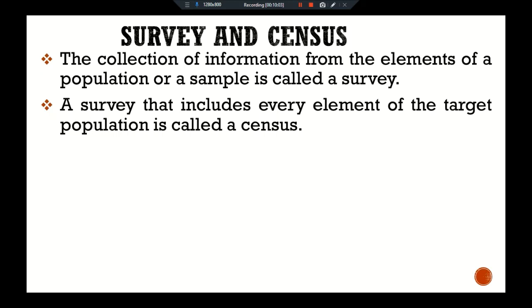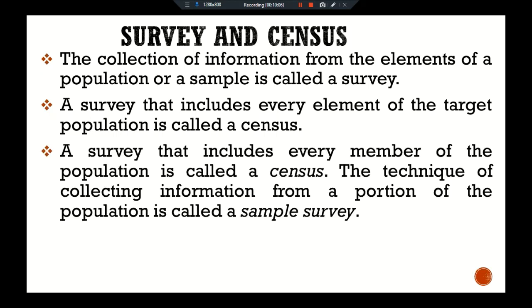So let me give the definition of the survey and census. A survey that includes every member of the population is called a census. The technique of collecting information from a portion of the population is called a sample survey. The purpose of conducting a sample survey is to make decisions about the corresponding population.